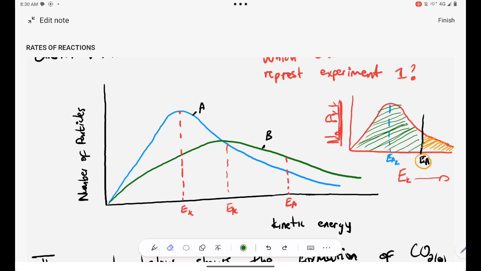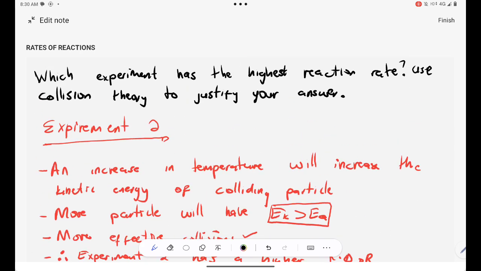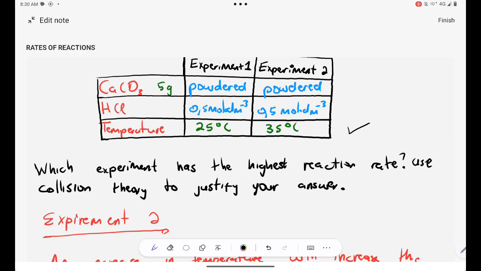Whenever we increase temperature, now let's go back to our question. Let's forget about this. I was just explaining the basic part of the Maxwell-Boltzmann distribution curve. Now let's go back to our question. We are being asked which curve, A or B, represents reaction 1. Reaction 1 is the one that occurs at a lower temperature.